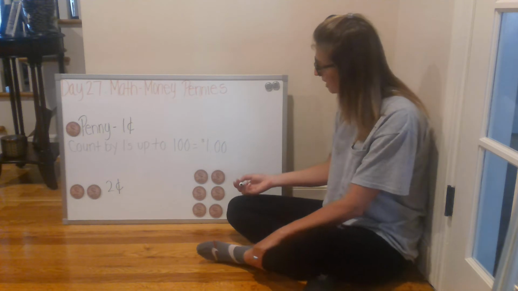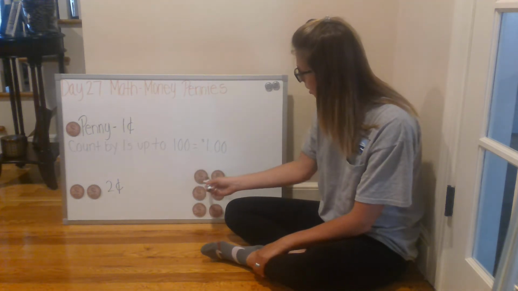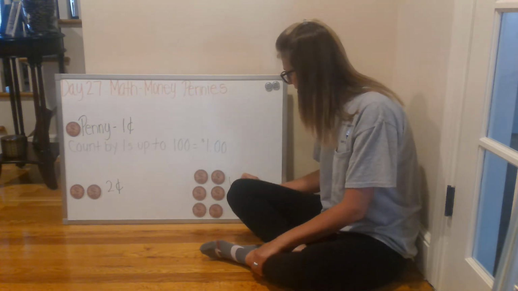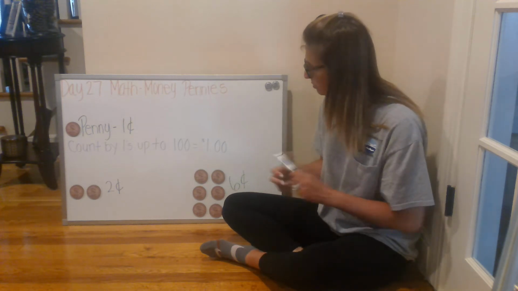Now going over to my second group, let's see how many cents I have total. 1, 2, 3, 4, 5, 6. So that means I have 6 cents in my second group.